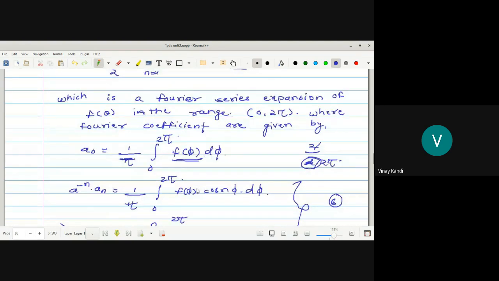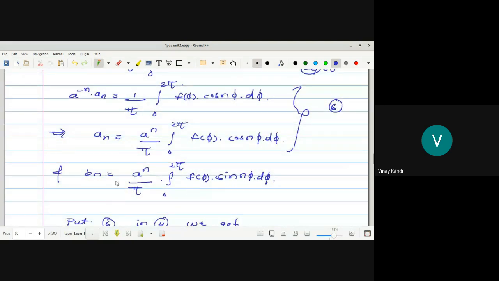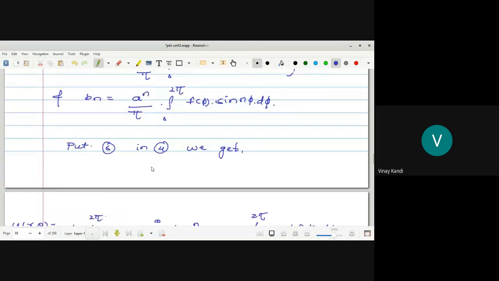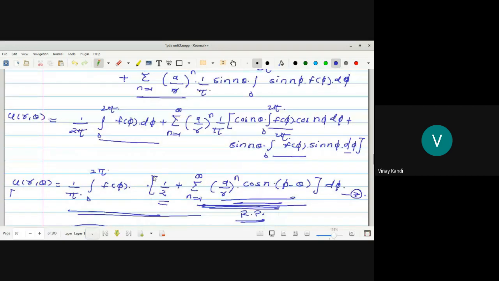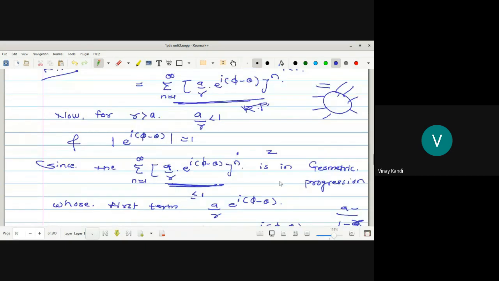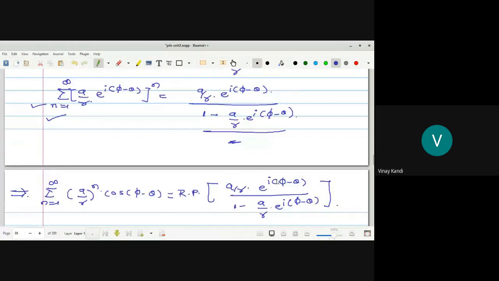Now the coefficients are this one, an and bn, and this is n. Okay, so we get the equation number 7 after simplification. Okay, so you have to find the value of this summation, this series. But this series is what? Is in geometric progression. And geometric progression मध्ये एखादी series असेल तर काय असतं? First term upon 1 minus common ratio r. ओके, आणि त्याचं आपण काय घेतलं? रिअल पार्ट.